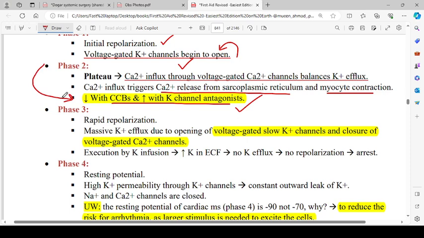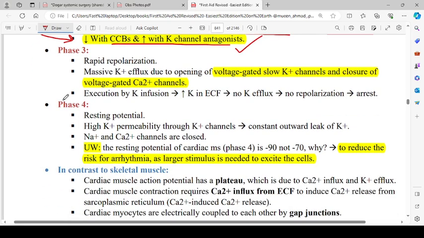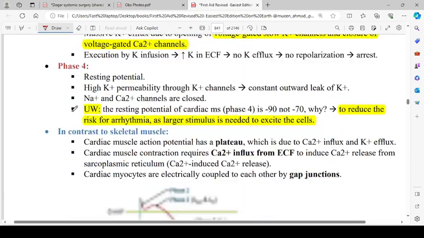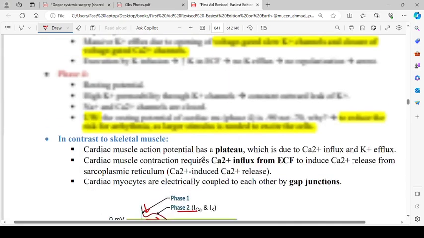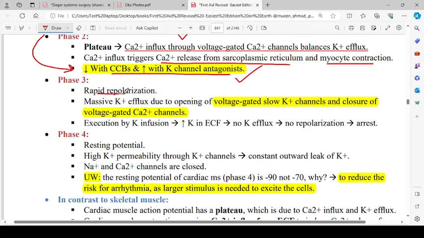Then phase 3, that is rapid repolarization. Now the calcium channels are shut and the dominant effect is mediated by the potassium channels. This is the rapid repolarization phase in which potassium efflux is the main contributor to the action potential. Here you can see rapid repolarization, massive potassium efflux due to opening of voltage gated potassium channels and closure of voltage gated calcium channels.